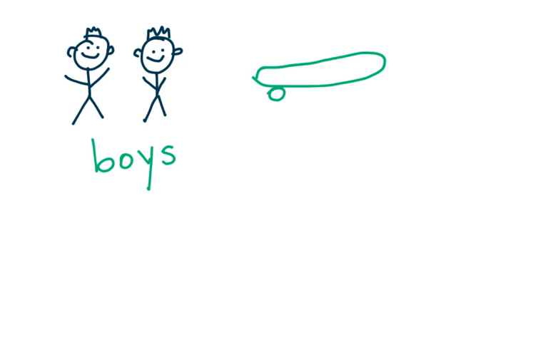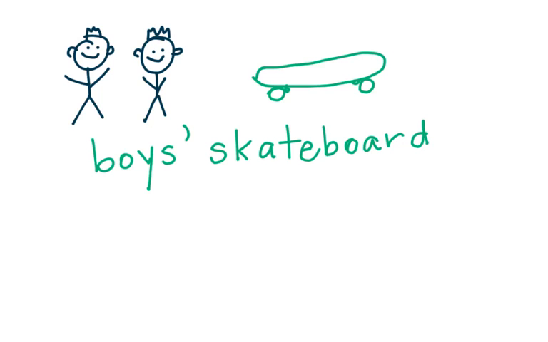So if we have two boys and they share a skateboard, for example, the skateboard belongs to both boys. It is the boys' skateboard. Who does the skateboard belong to? The boys. Which boy? Both boys. Boys is plural, more than one. The apostrophe goes after the S.